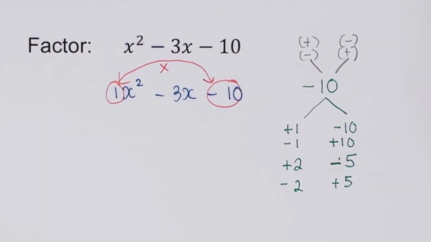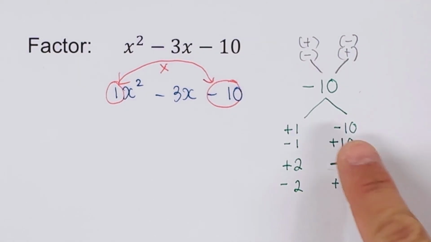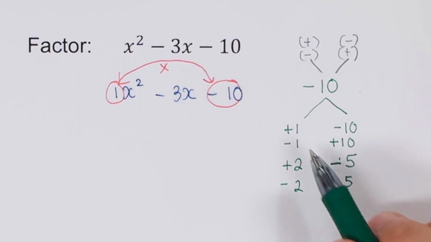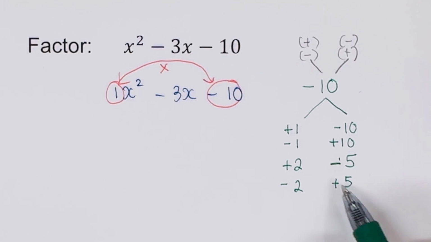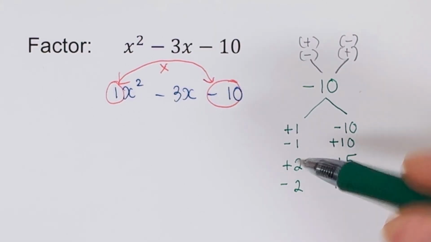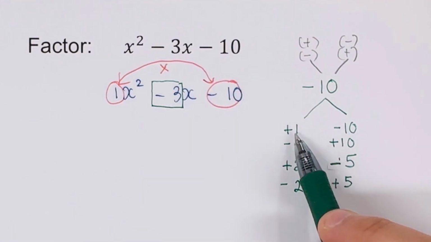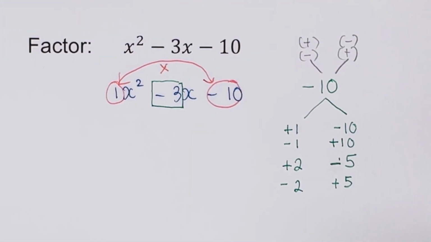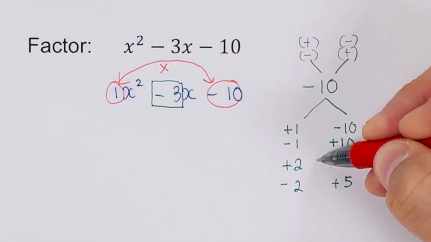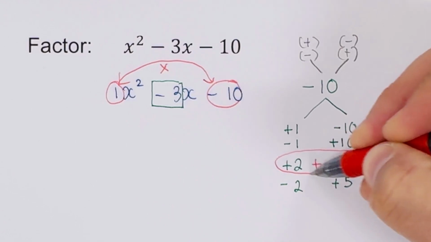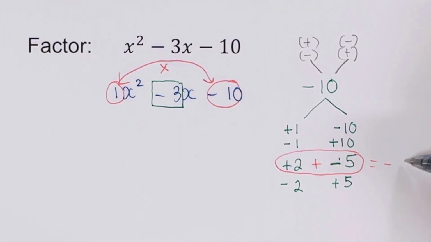Now we're going to look for these factors here such that if we add one of them, so it should be in one of these. If we add these two numbers here, it would come out negative 3. So we're going to start looking for that in this list. So we can see that that value is positive 2 plus negative 5 will give us negative 3, and that's the one that we're looking for.